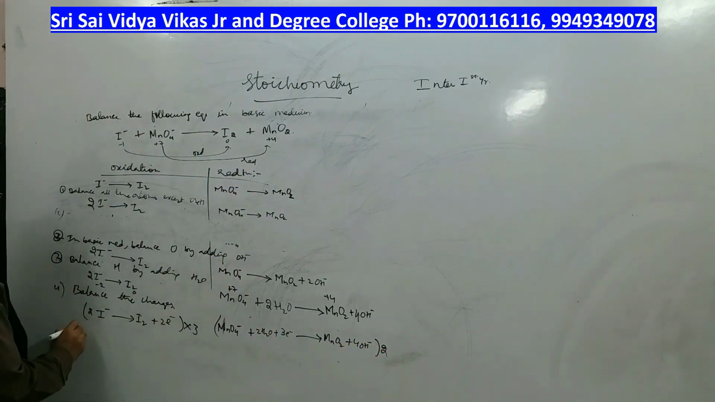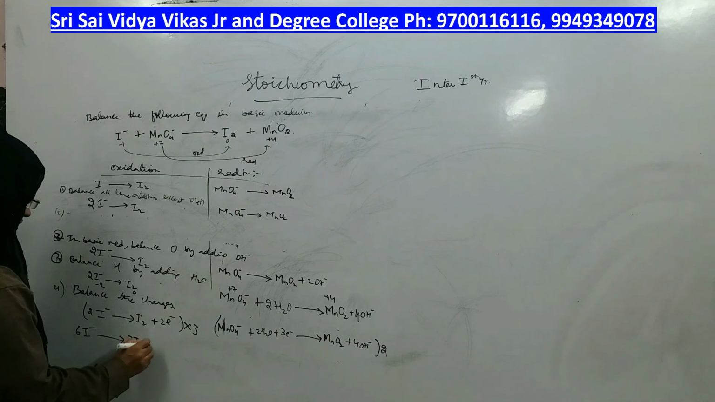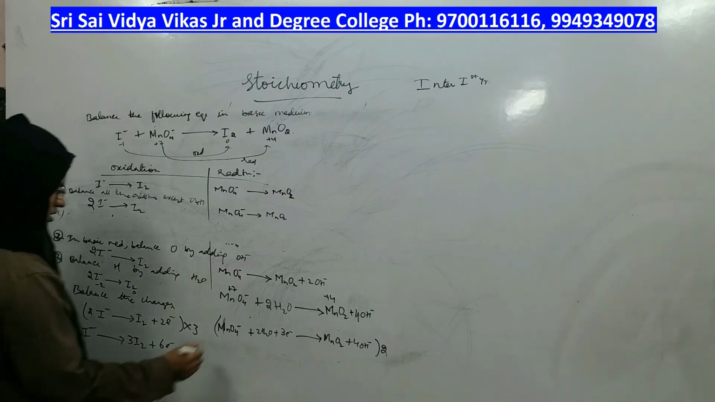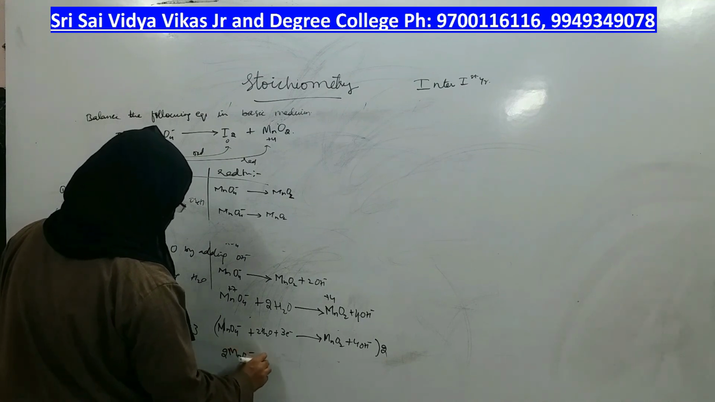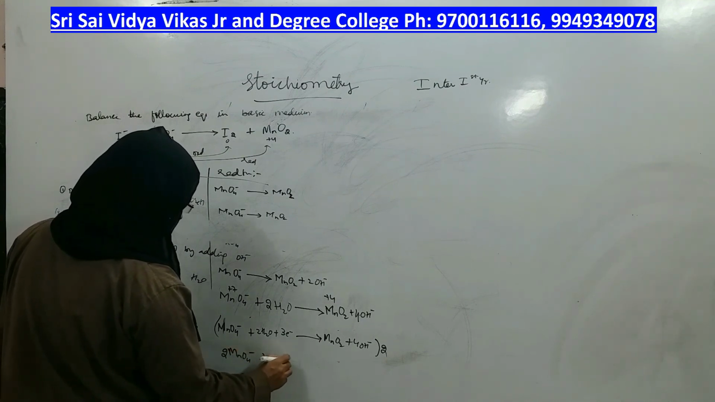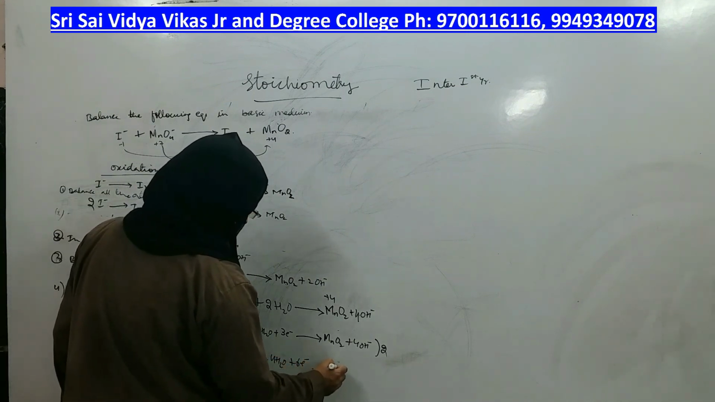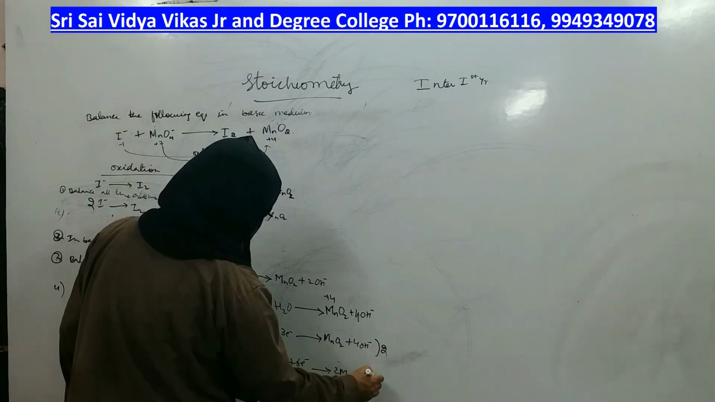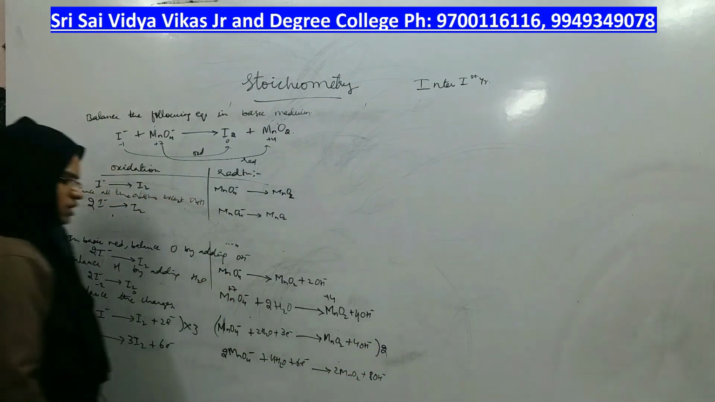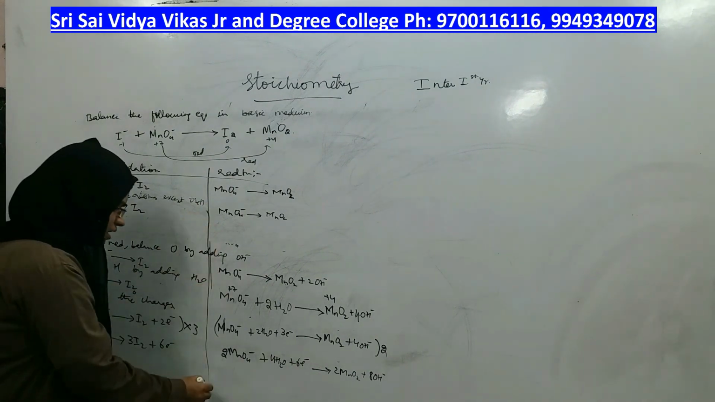Right, 3 2s are 6 iodide give rise to 3 iodine molecules plus 6 electrons. In the same way, 2 permanganate plus 4 water plus 6 electrons gives what? 2 MnO2 plus 4 2s are 8 OH minus ions. So now we have separately balanced the oxidation half reaction and the reduction half reaction.